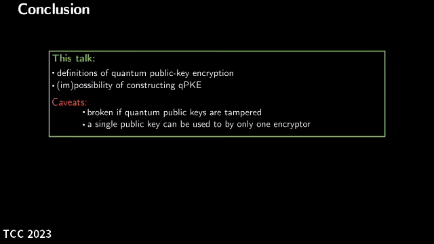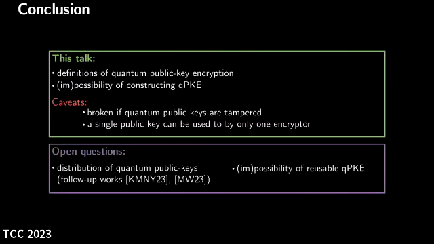So to conclude, in this talk, we present the definition of quantum public key encryption. We show several impossibility and possibility results for constructing QPKE. And we note that there are some caveats. First, our construction will be broken if the adversary can modify the quantum public key before the encryption. And a single copy of the public key can be used only by one encryptor.